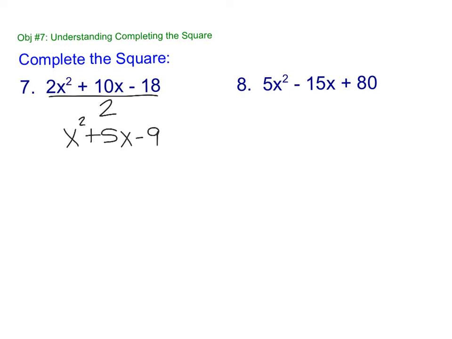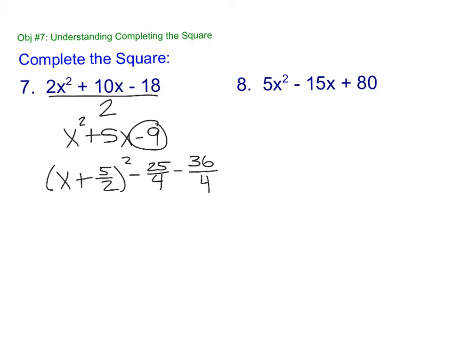All right, pause the video. Try this one on your own. All right, so I know my binomial is going to be x plus half of 5, 5 over 2. So I added 25 over 4 into the problem. Subtract it, minus 25 over 4. And then I need to put that 9 in there. 9 times 4 is 36. So this is me skipping the steps. x plus 5 over 2 squared minus 61 over 4.